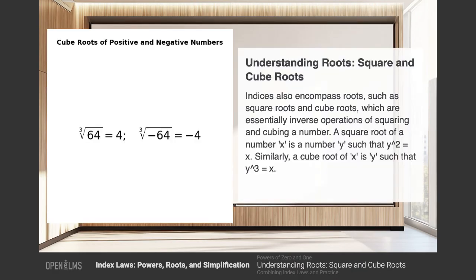Understanding roots, square and cube roots. Indices also encompass roots, such as square roots and cube roots, which are essentially inverse operations of squaring and cubing a number. A square root of a number x is a number y, such that y² equals x. Similarly, a cube root of x is y, such that y³ equals x.